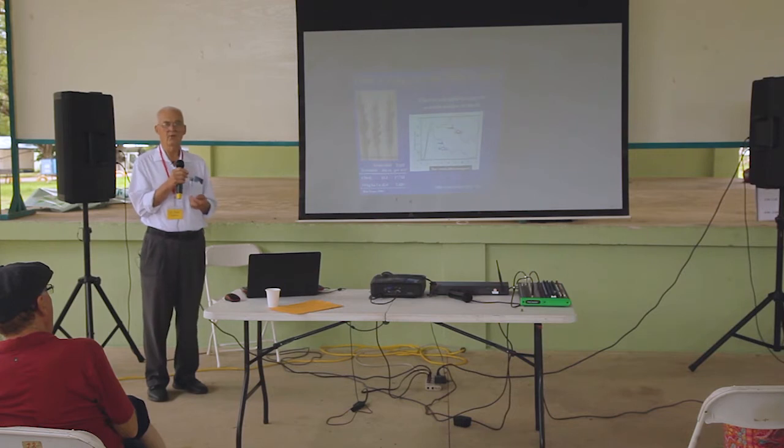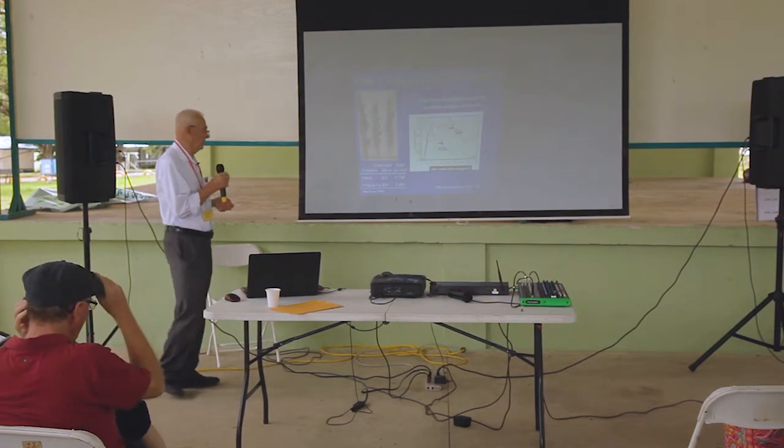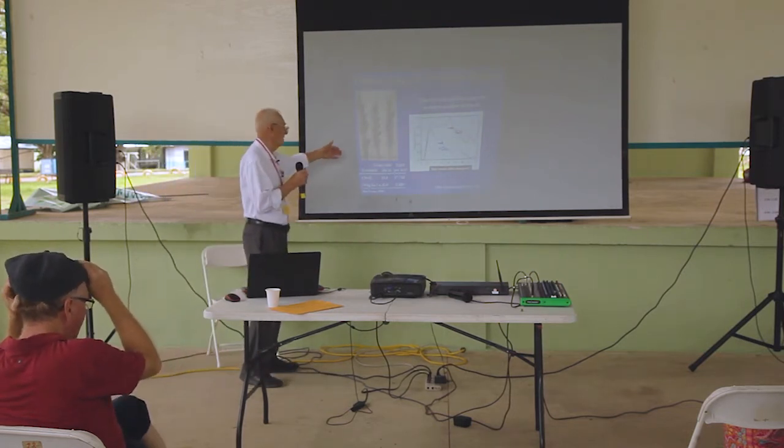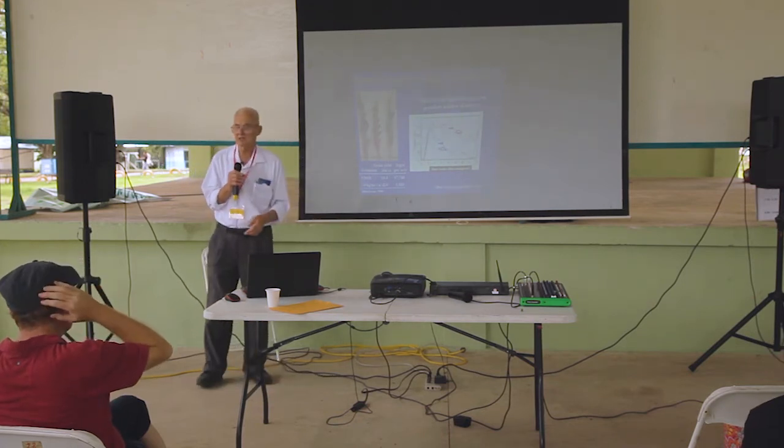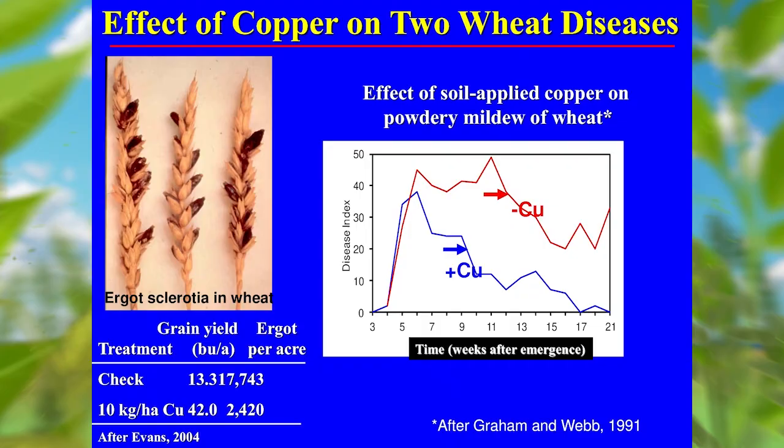So it's very important to maintain the copper level, as you see here, both from a yield standpoint as well as from a disease standpoint. You see that effect with powdery mildew of wheat. You see with the copper, it's much less severe than it is with the copper deficiency.